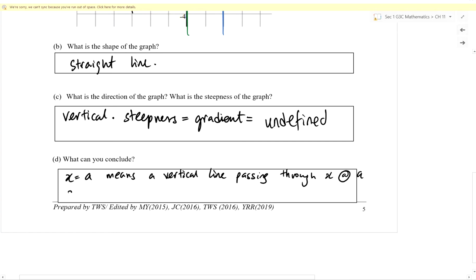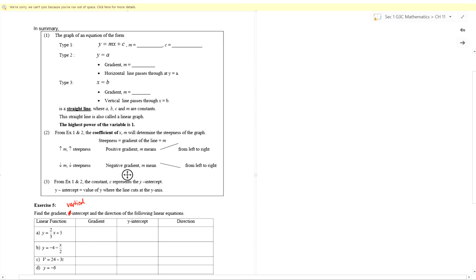So next, x equals 0 represents or refers to the y-axis. That is our block 0. Okay, to summarize everything that we have learned in the next page.